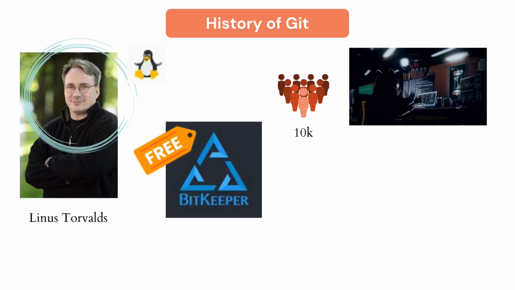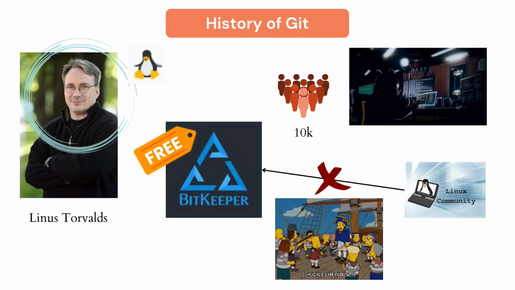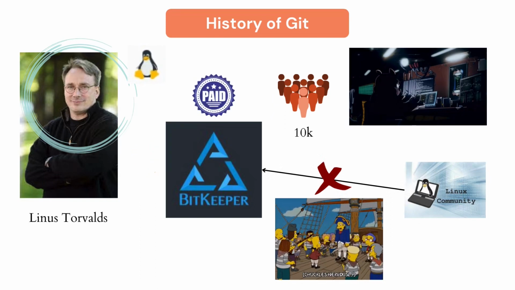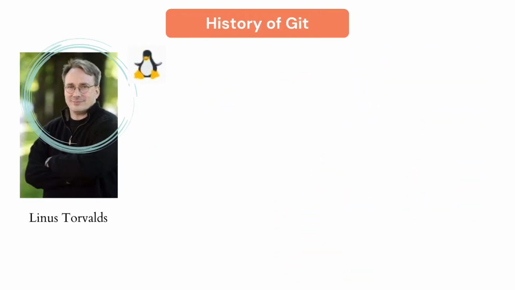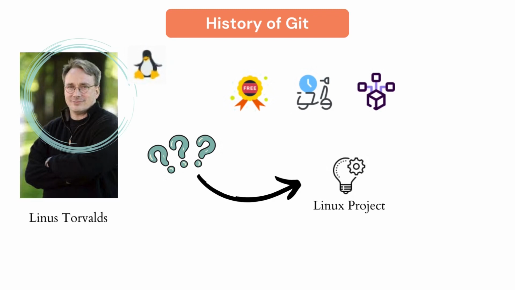Initially, BitKeeper was free, but around 2005, the relationship between the Linux kernel community and the BitKeeper company broke down, and the free of charge status was revoked. That is, to use BitKeeper, they had to pay. After this incident, the Linux development community decided to create something that was a free, speedy, distributed version control system to maintain their Linux project. That's how Git was born.